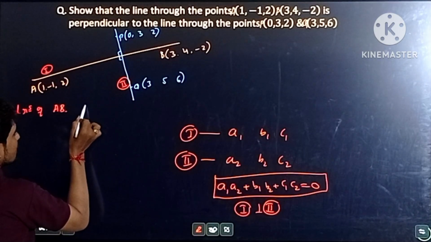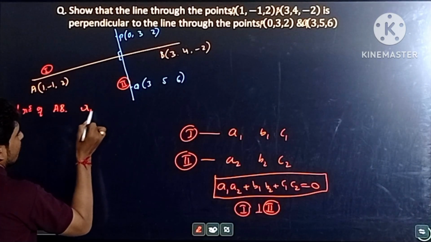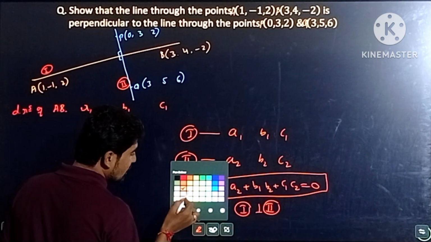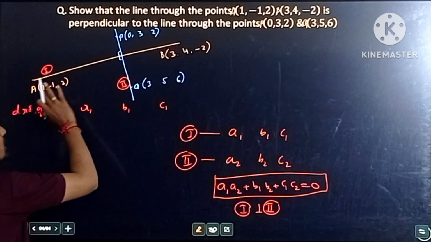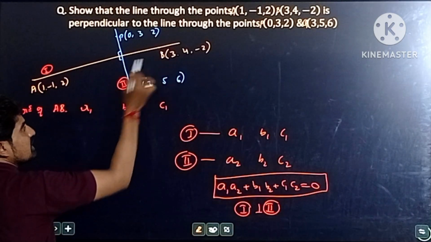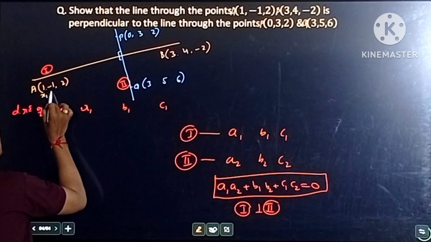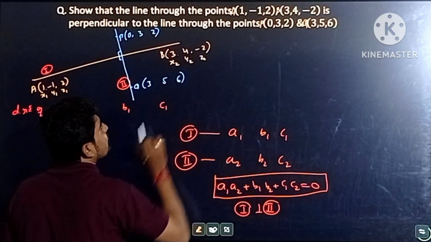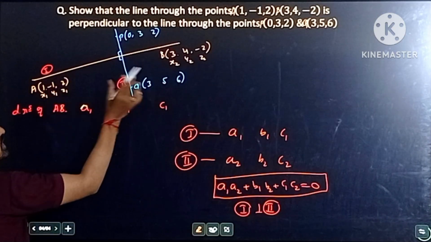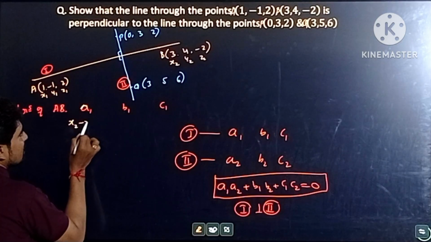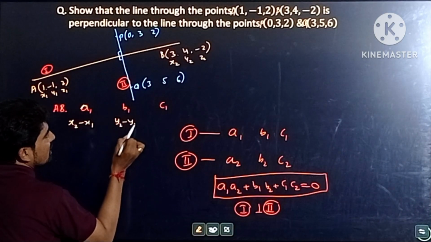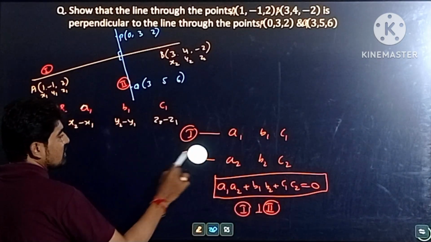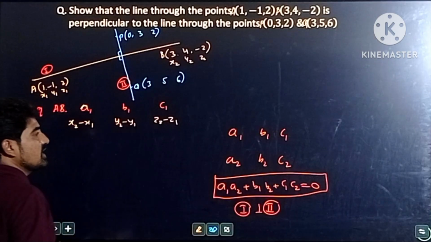Let's say the direction ratios of AB are A1, B1 and C1, where A is the first point and B is the second point. Let the coordinates of the first point be x1, y1, z1 and the second point x2, y2, z2. So the direction ratios of the line segment AB are x2 minus x1, y2 minus y1 and z2 minus z1, where A1 is x2 minus x1, B1 is y2 minus y1 and C1 is z2 minus z1.